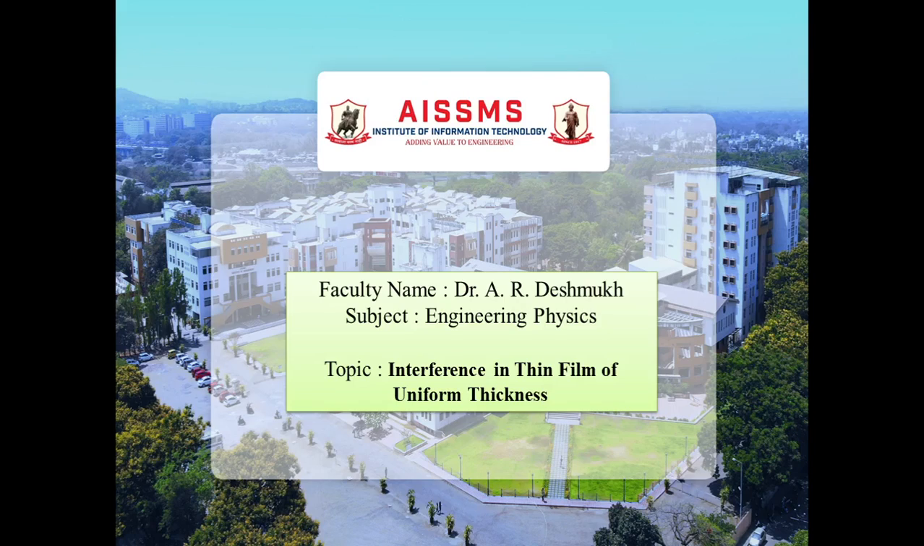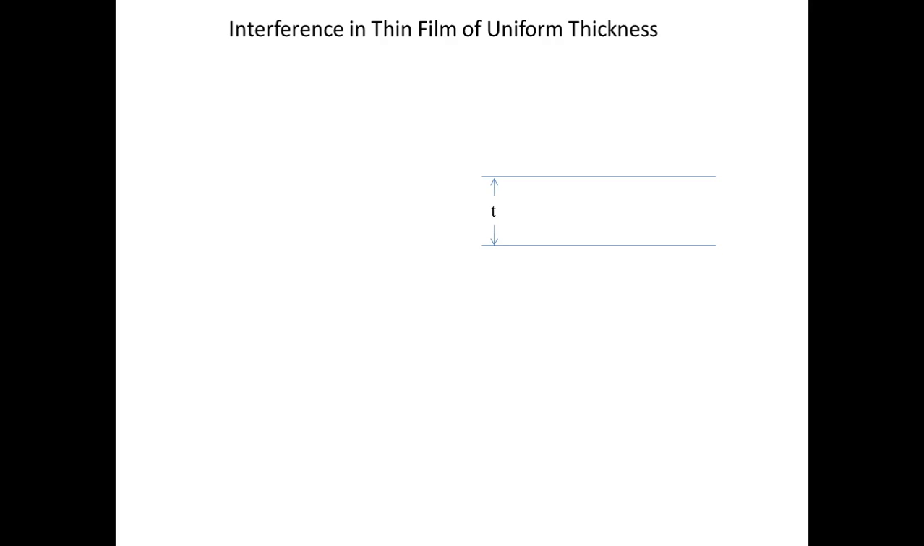So in this video we are going to discuss interference in thin film of uniform thickness. Now let us consider a thin film of thickness t and refractive index mu surrounded by air.